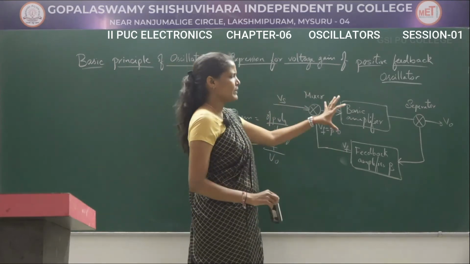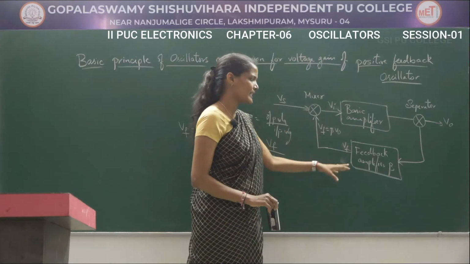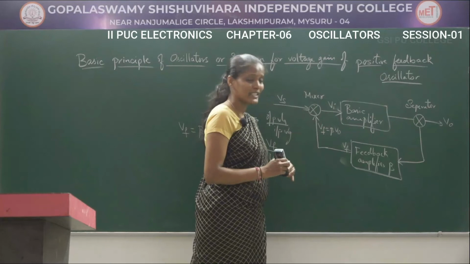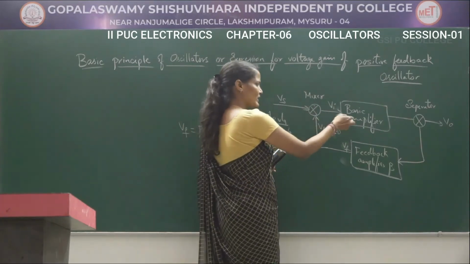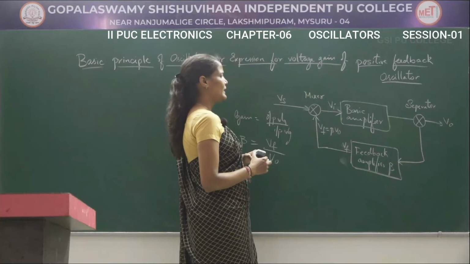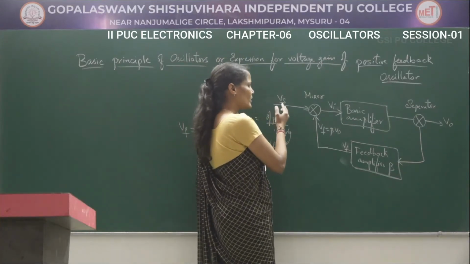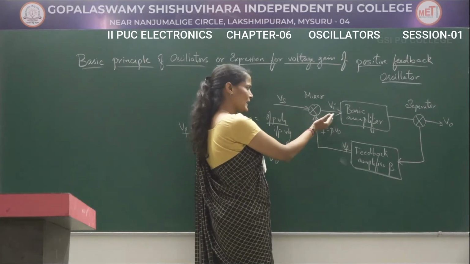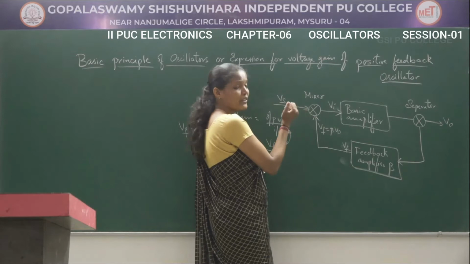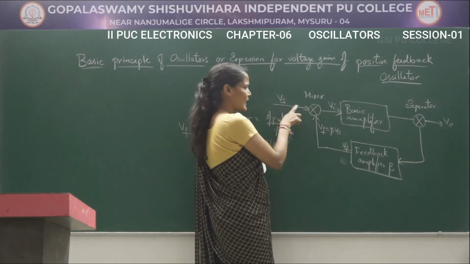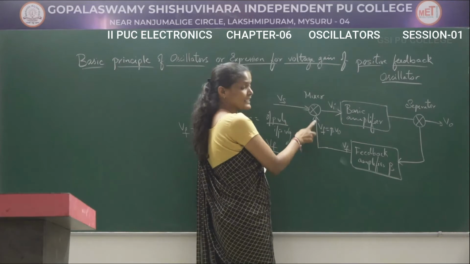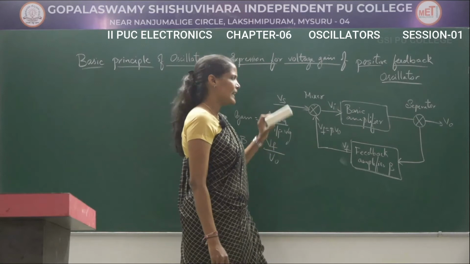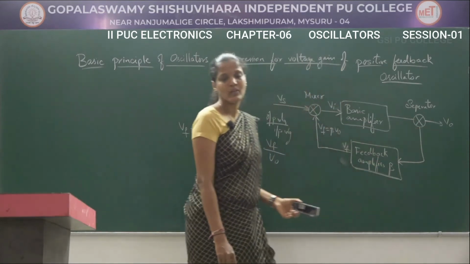So here I am having two amplifier circuits. One is the basic amplifier, the other one is the feedback amplifier, and we are having a mixer as well as a separator. Vi is the input given to the basic amplifier, and Vs is also an input without considering the feedback voltage. But Vi is a combination of Vs and Vf. So in the mixer we are combining two signals, one is Vs, the other one is Vf, and the output of that mixer will be named as Vi, and the overall output will be named as V0.